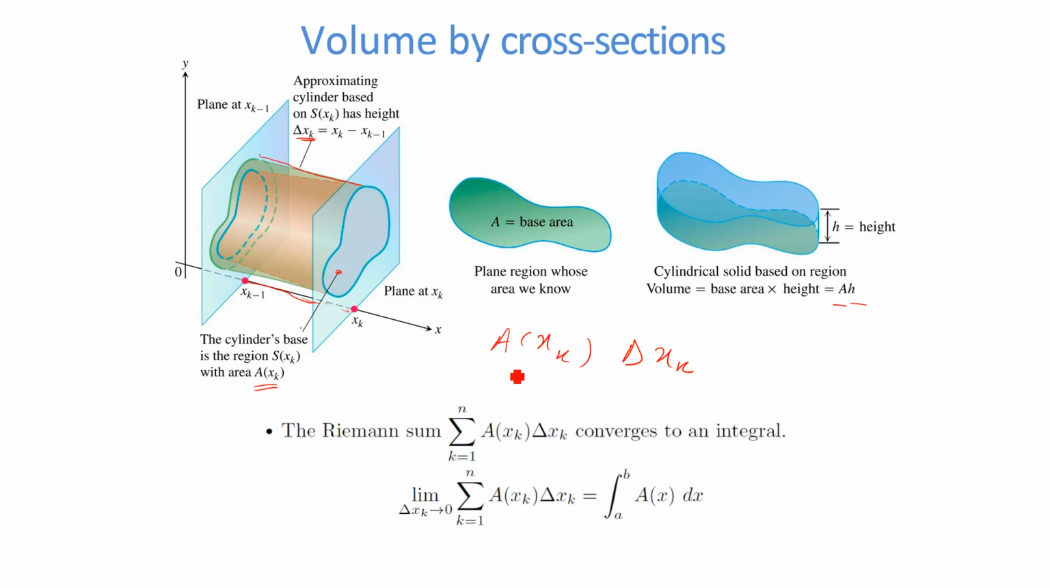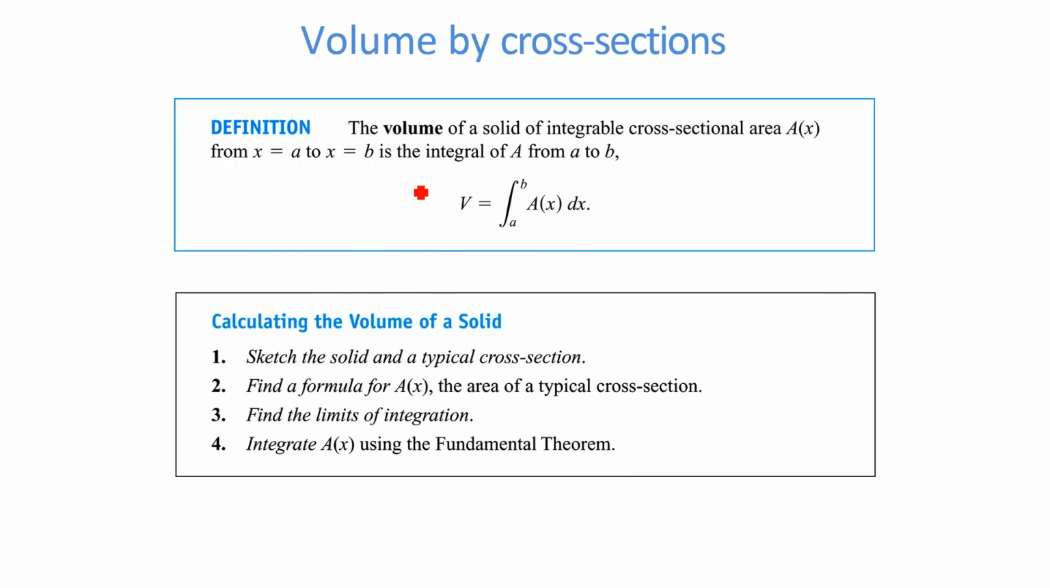By adding all such volumes, we have the Riemann sum, which looks like this. Now letting the length of the interval go to 0, the volume of the solid is equal to the integral from a to b of A(x) dx. So here is the formal definition of the volume of a solid of integrable cross-sectional area. This is very important: the area must be integrable from x equals a to x equals b, and the volume is the integral from a to b of A(x) dx.